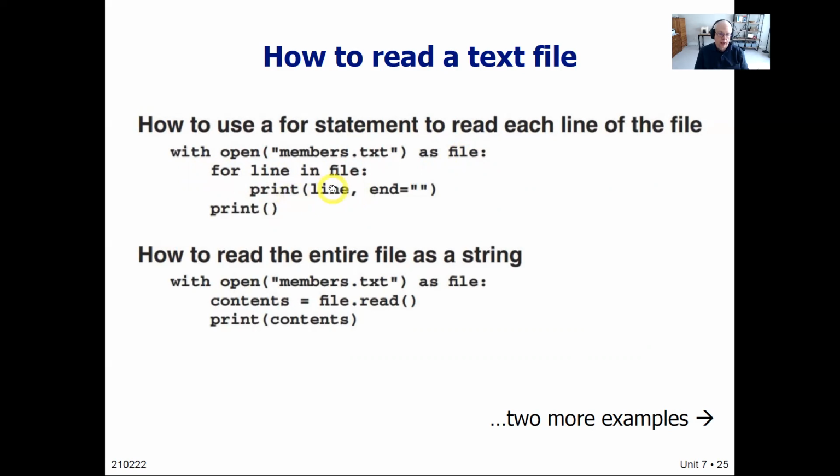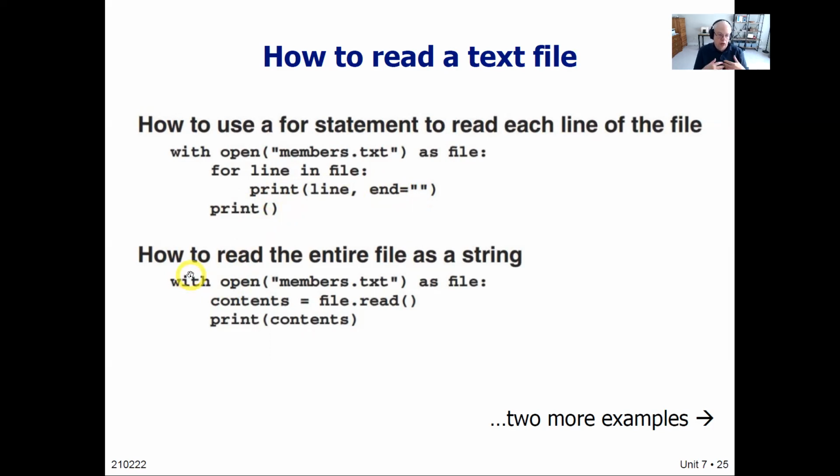So it's going to print a line, and it's going to change that end of line character to nothing. That's because each line already has a new line character, and then we'll print a blank line once we get through. So that's a nice, neat way to do this. This is very easy. Here's another way to do it.